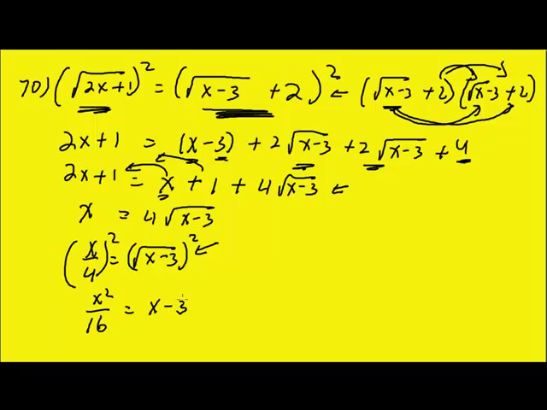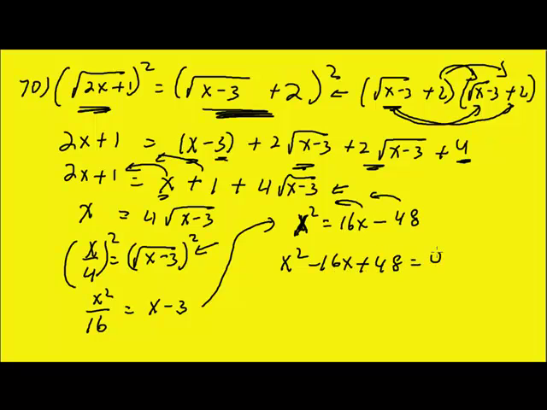Then I have to take everything to one side because this is a quadratic. Well, you know what? Let's get rid of the fractions. So let's multiply both sides by 16. That'll make our life a little bit easier. I'm going to get x squared, and then on the right side I'm going to get 16x, and 16 times 3 is going to give me a negative 48. It's a quadratic, so whenever I have a quadratic, I'm going to have to take everything to one side and factor. So I got x squared minus 16x plus 48 is equal to 0.